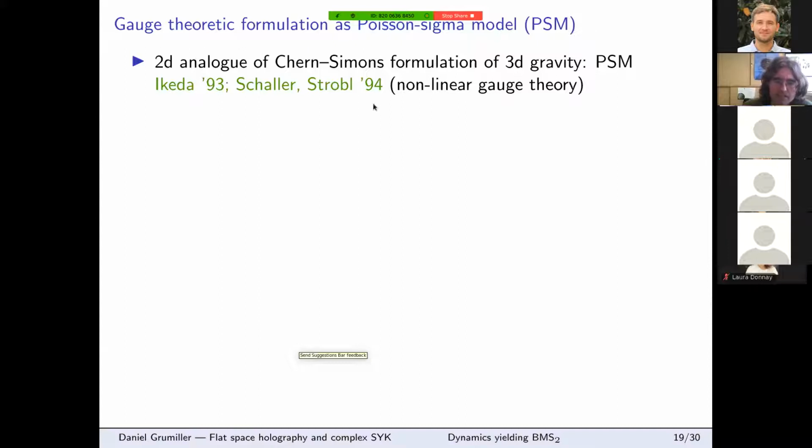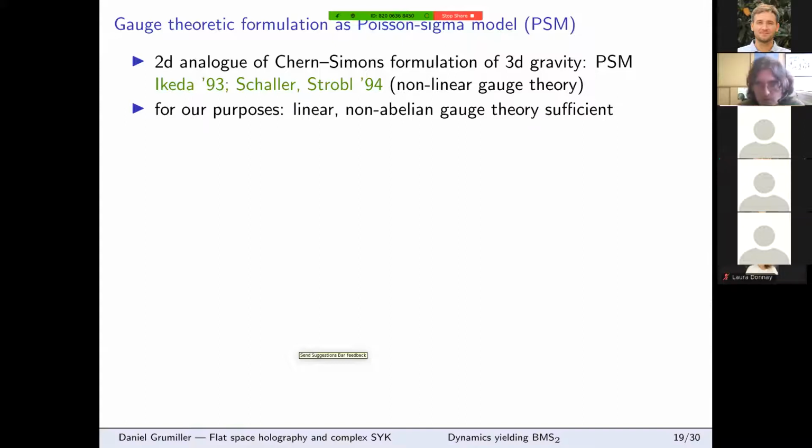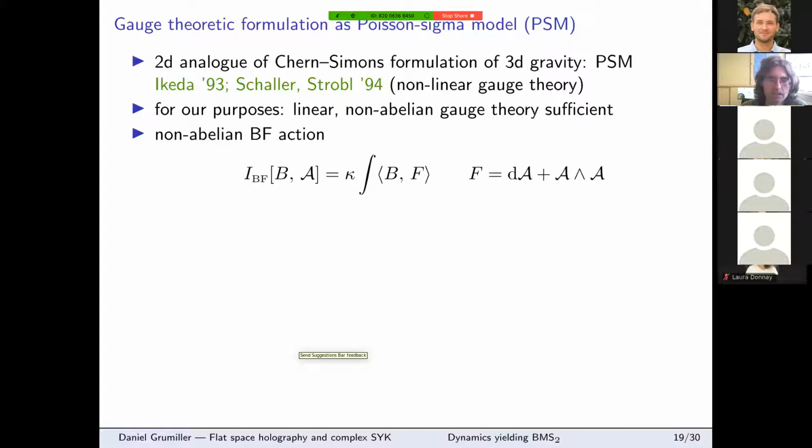The main difference is that these gauge theories are in general nonlinear. So that's, of course, a generalization of standard Yang-Mills type of gauge theories. However, it turns out that for applications to Jackiw-Teitelboim gravity and also to the CGHS model, you can get away with the simpler case of linear but non-abelian gauge theories. So then, actually, instead of having to use a Poisson sigma model, I can use an even simpler class of models, namely non-abelian BF theory. So the bulk action is given here.